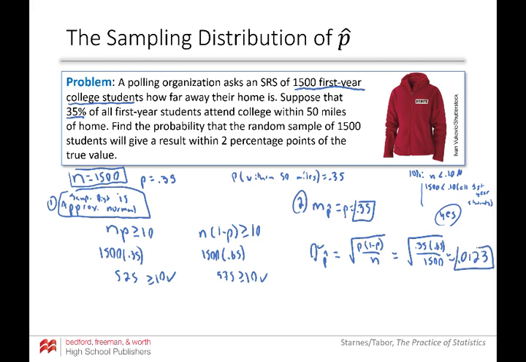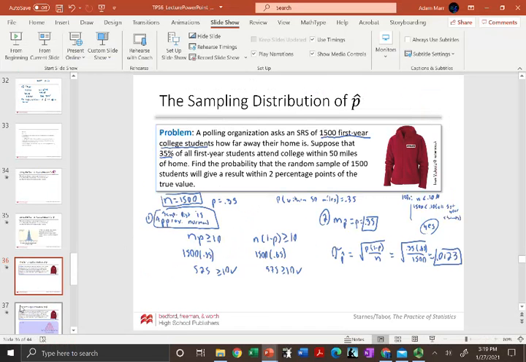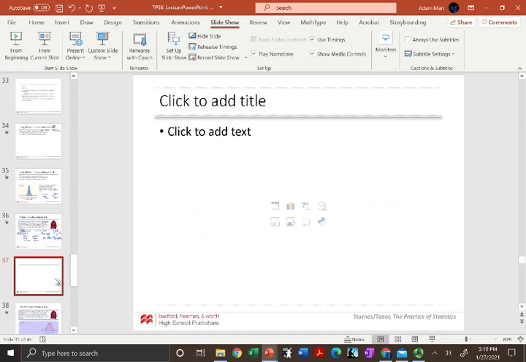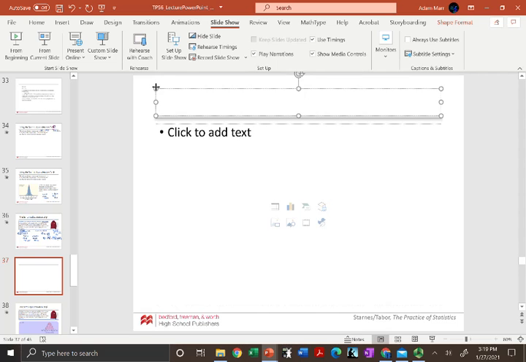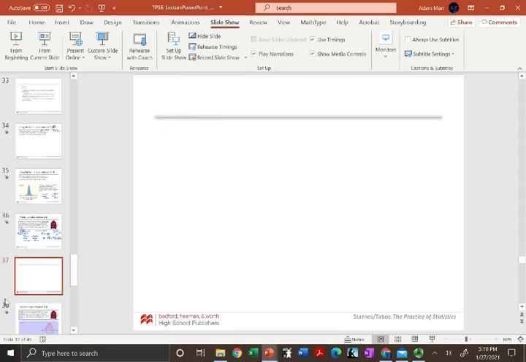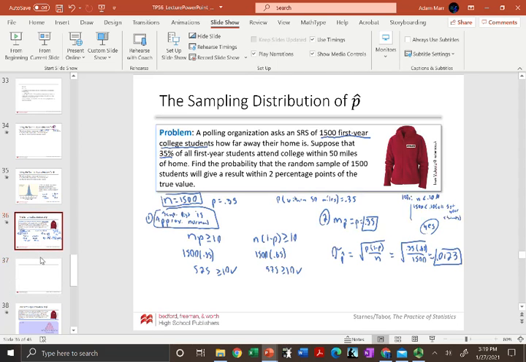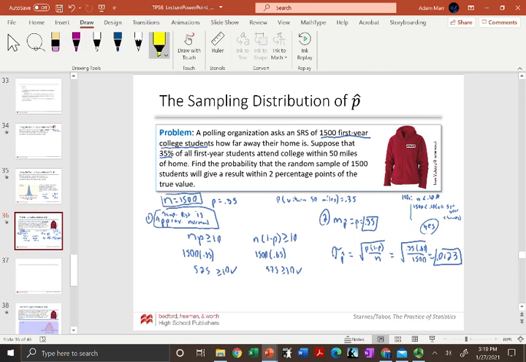There we go. Okay, so let me just put another slide up here so I have room. All right, no problem. Okay, so we have all that information right there. We have the mean, we have the standard deviation. Okay, and now we're going to go and answer the problem. It says right here, find the probability that the random sample of 1,500 students will give a result within 2 percentage points of the true value.